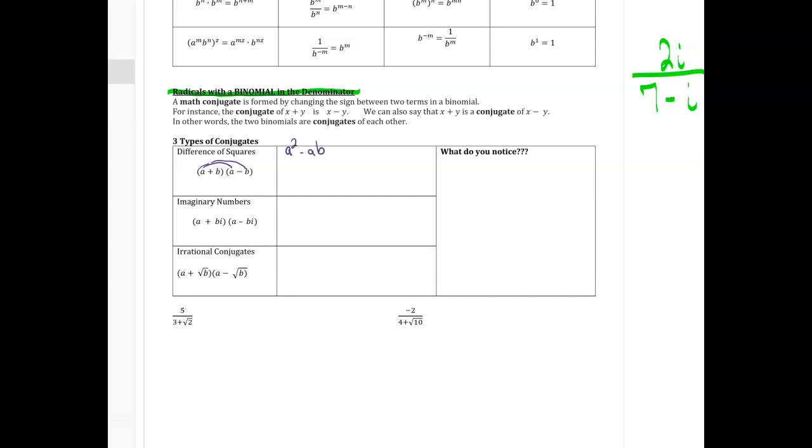And then I'm going to have the b distribute or meet the neighbors, and I'm going to get another ba or ab, and I like to stack my like terms. And then the b's will multiply or distribute. I'm going to get minus b squared. And what happens is these middle terms, these ab's cancel out, so that when we're done, we have a squared minus this whole b squared part.